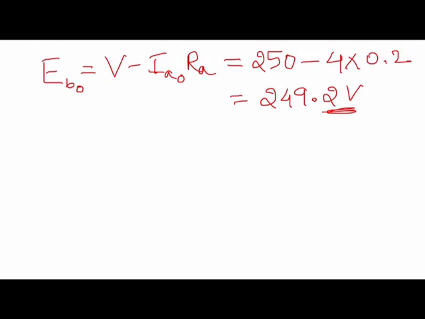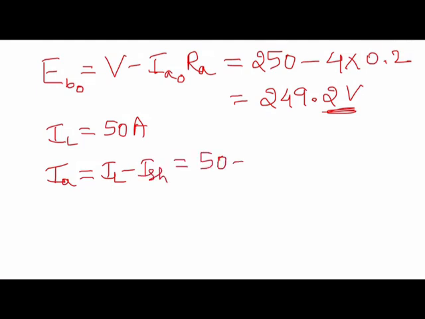The same thing we need to find out for when the motor is loaded. When the motor is loaded, it is drawing a line current, or load current, of 50 ampere. Again the Ish remains the same. The armature current drawn now becomes Ia is equal to IL minus Ish. This will be 50 minus 1 is equal to 49 amps. Now when the motor is loaded, the armature is drawing 49 amps of current.